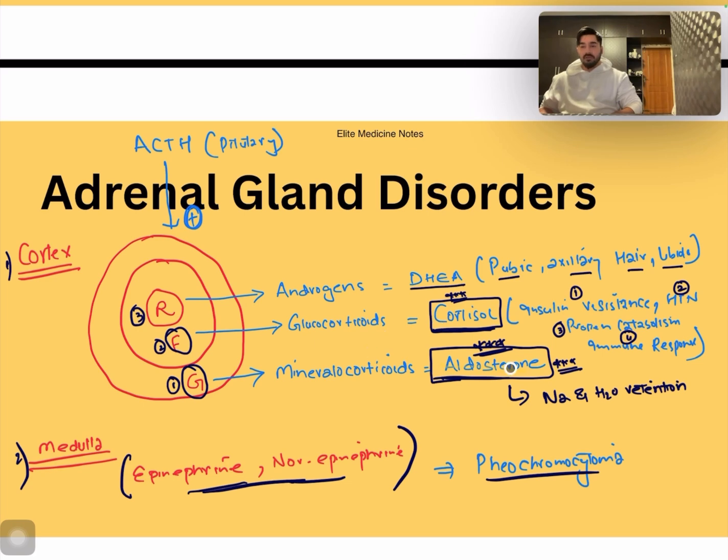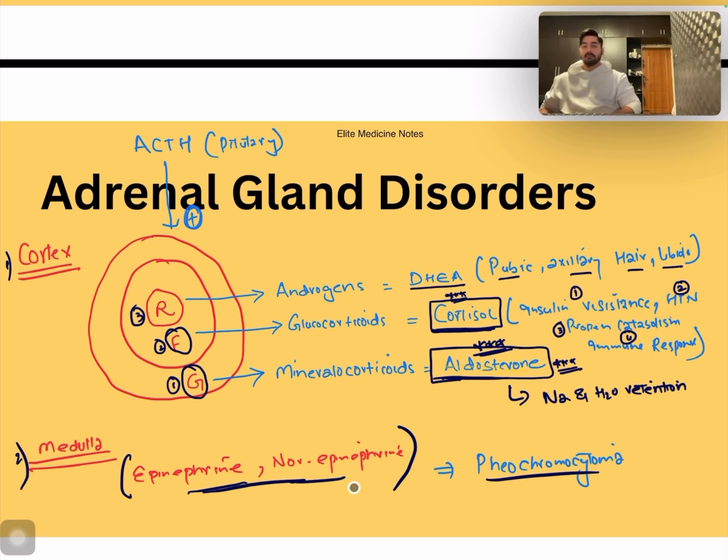What is the function of aldosterone? Aldosterone is responsible for sodium and water retention, so it will cause hypertension. And in the adrenal medulla, the catecholamines are synthesized, that are epinephrine and norepinephrine. In case there is a tumor in the adrenal medulla, the name of the tumor is pheochromocytoma, and the epinephrine and norepinephrine will be increased. So the patient will have symptoms such as flushing of face, increased heart rate, increased blood pressure, headache, palpitations, and the patient will complain mainly of impending doom.